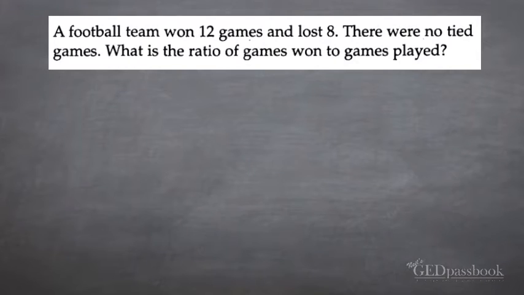All right. One last example for ratios. A football team won 12 games and lost 8. There were no tied games. What is the ratio of games won to games played? Tell me, what's the question asking? Always go to the question. What is the ratio of games won to games played? Games won to games played. That's what they want to know.